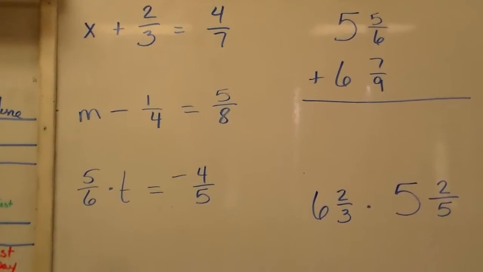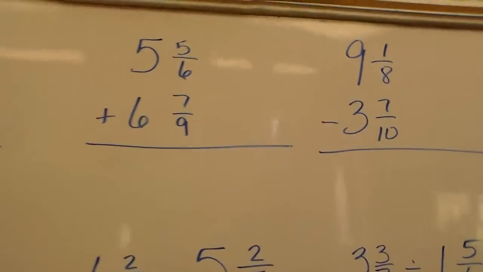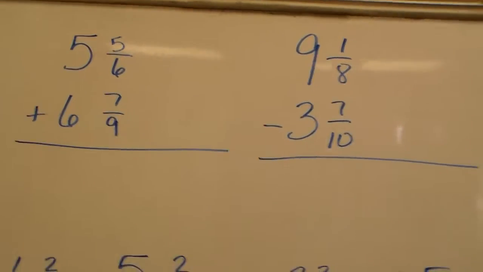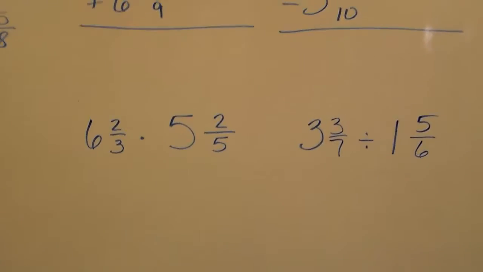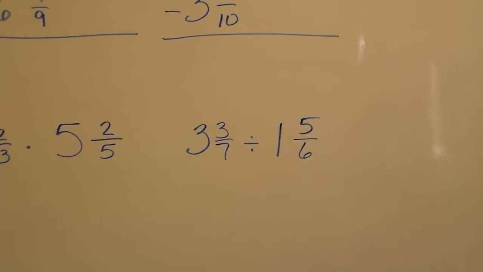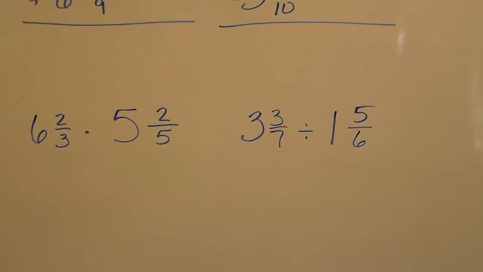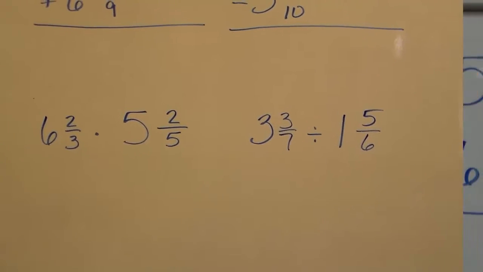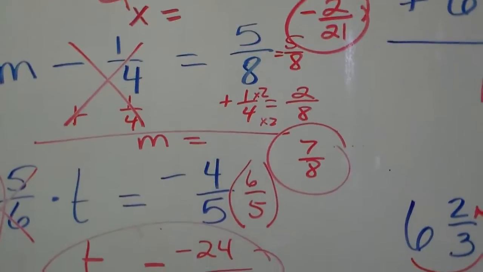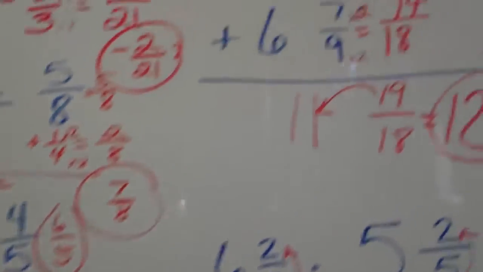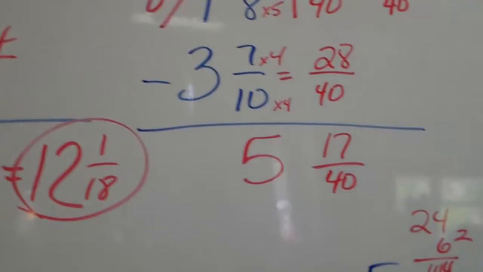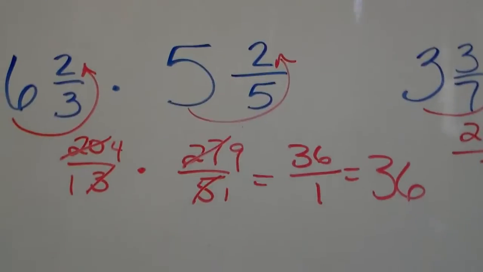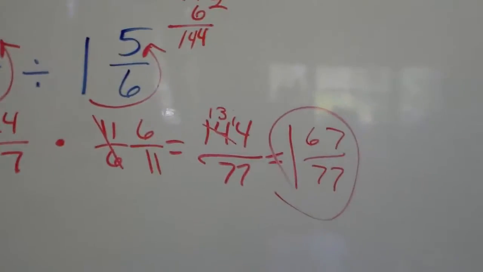Here are our Chapter 4 problems. We have some problem solving. We have adding and subtracting with mixed numbers, multiplying and dividing with mixed numbers. Copy these down, solve them, and I'll see you in a minute. Here are our quick answers. And stay tuned for the work.